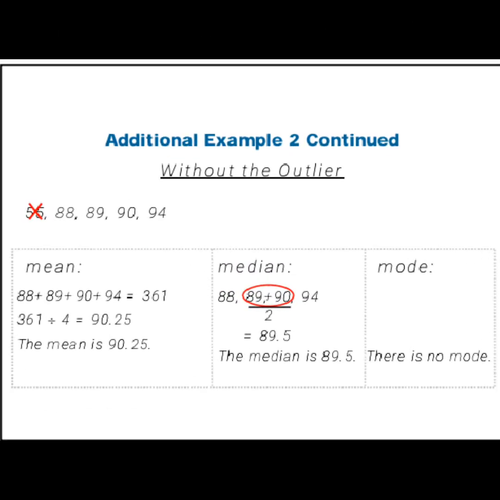To provide an example without outliers and without a mode, we calculate the mean and median. For the mean, we add the sum of all values and divide it by the total number of terms in the data set and get the value of 90.25. For the median, the middle value is between 89 and 90, so we add them and divide by the number of terms and get a value of 89.5.